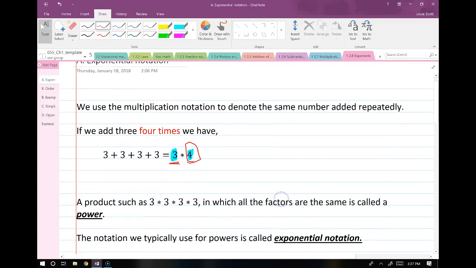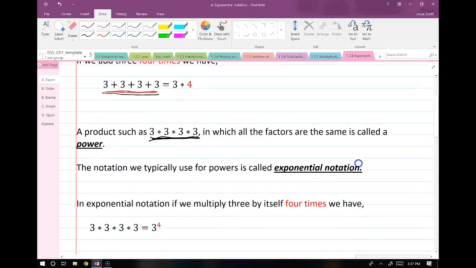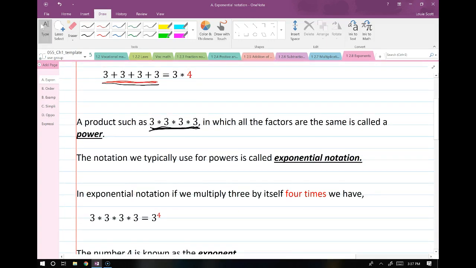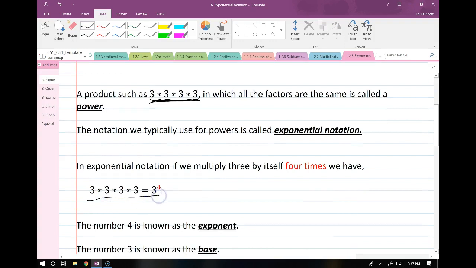Well, that's the notation when we add things together a bunch of times, right? But we also have a notation for when we multiply things together a bunch of times, right? And so this is 3 added together 4 times. But what happens when we multiply 3 together 4 times? Well, for that, we use exponential and power notations. So instead of writing 3 times 4, like they did with the addition, when we multiply a bunch of stuff together, we write it like this.